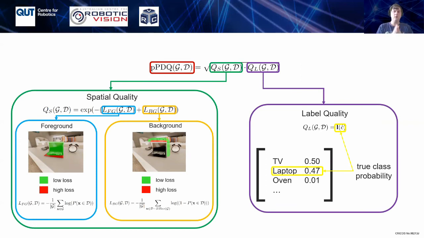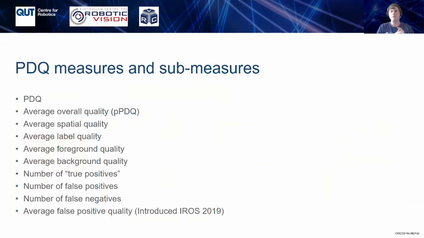Now, what is really cool about PDQ is that not only do we not have any absolutes, because every detection object pairing is said to be just some degree of correct and wrong. But we're also able to break down this quality score into its subcomponents, looking at how good we are at calculating where things are, what things are, and seeing what explicit values have influenced the overall PDQ score. This means that we can actually get quite a few submeasures out of PDQ.